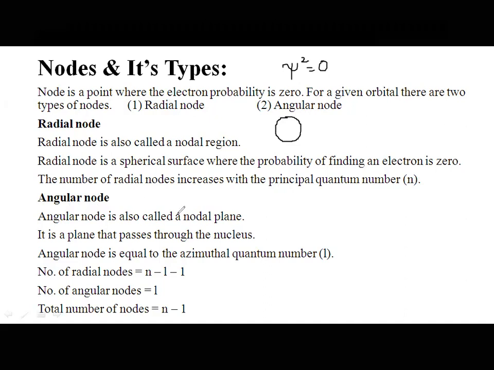Angular nodes. An angular node is also called a nodal plane. It is a plane that passes through the nucleus. The number of angular nodes is equal to the azimuthal quantum number L. So the number of radial nodes is n minus L minus 1, and the number of angular nodes is L. The total number of nodes will be n minus 1. If they give a certain quantum number, then you can calculate the number of radial nodes, the number of angular nodes, and from that the total number of nodes.